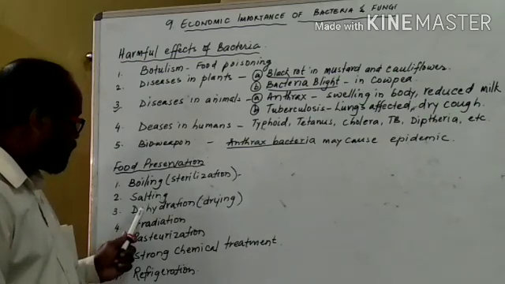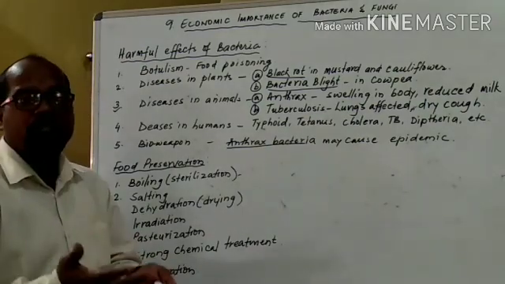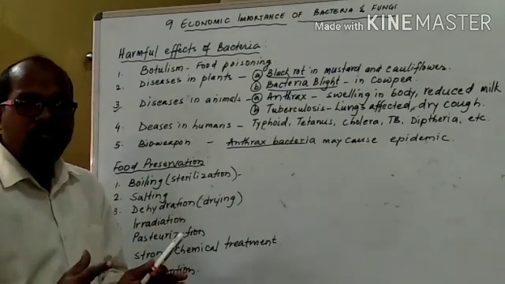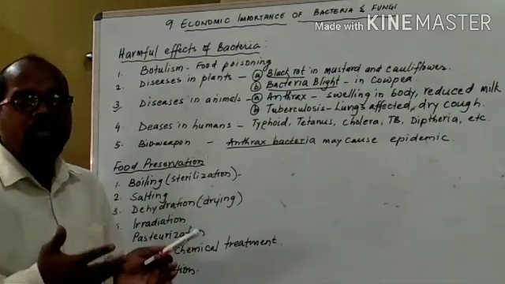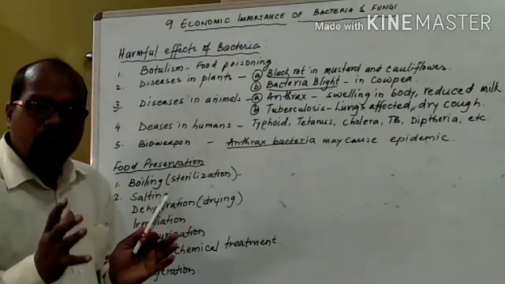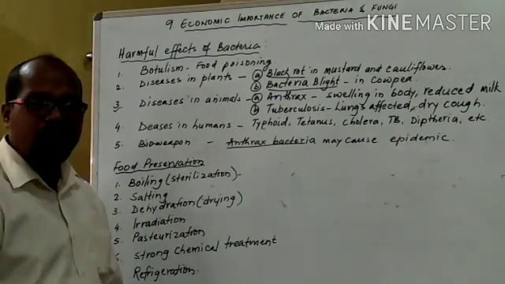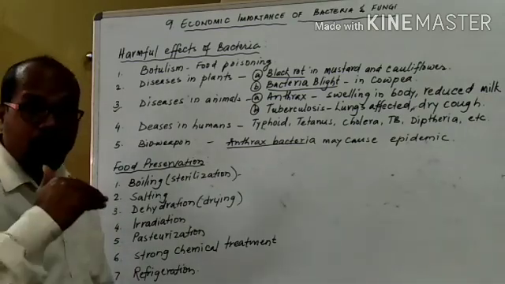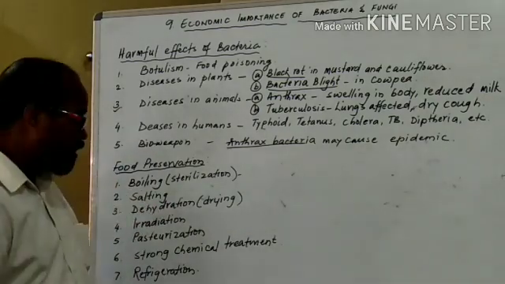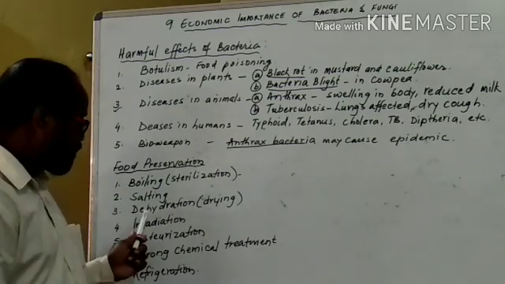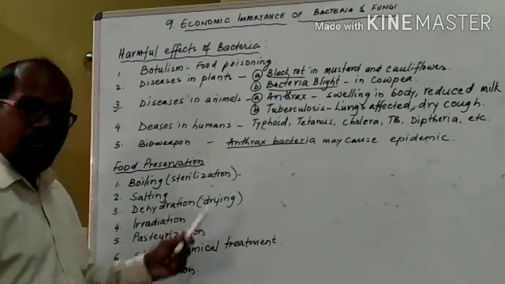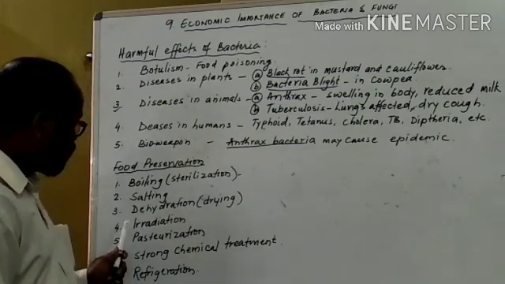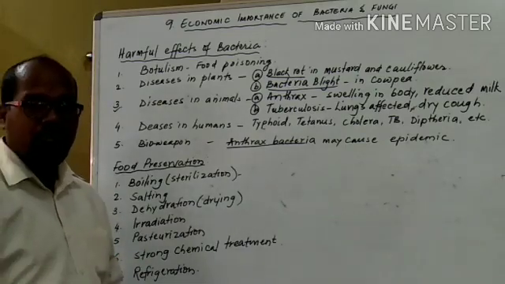Number 3, dehydration, drying. Germs, bacteria, fungi, whatever, in the presence of water, they grow and multiply and they spoil the food. But when we remove the water from the food items, that is by dehydration or drying, we can preserve food. Number 4 is irradiation.